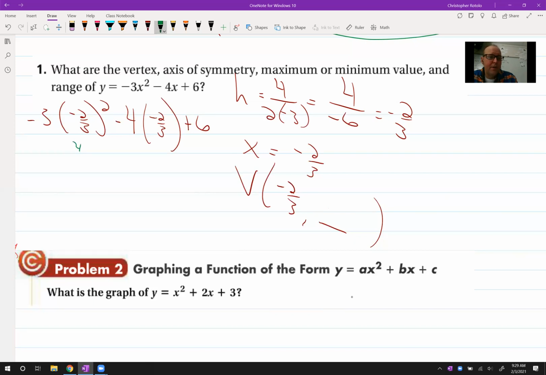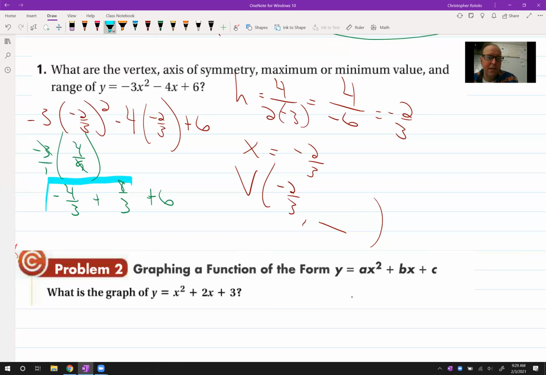2 squared is 4. 3 squared is 9 times -3. Okay, so I'm going to reduce these guys right here. So I got -4/3. I got negative, so make it +8/3 plus 6.